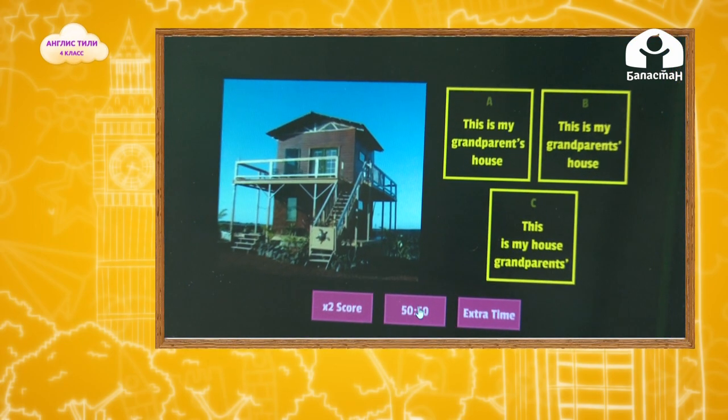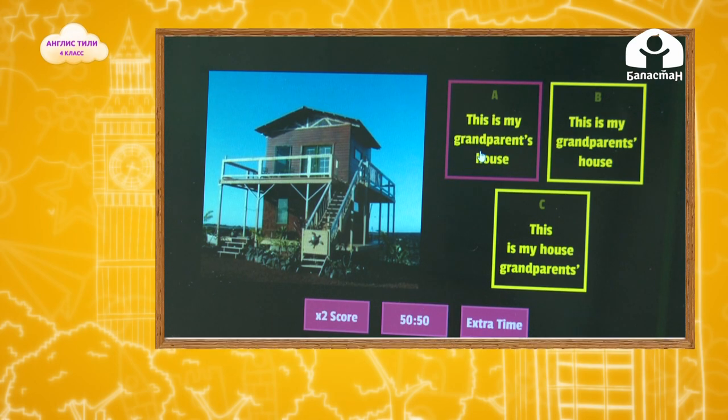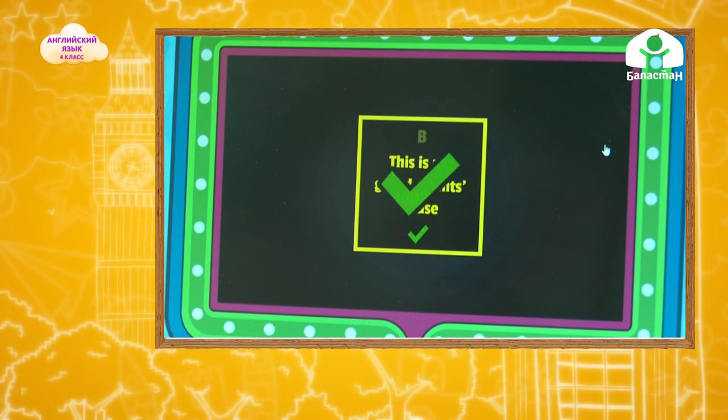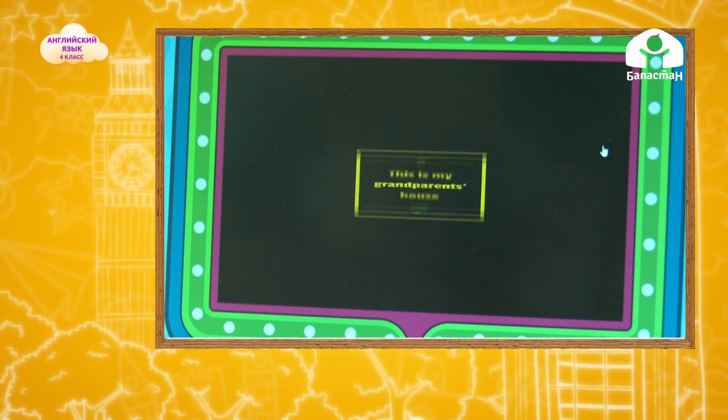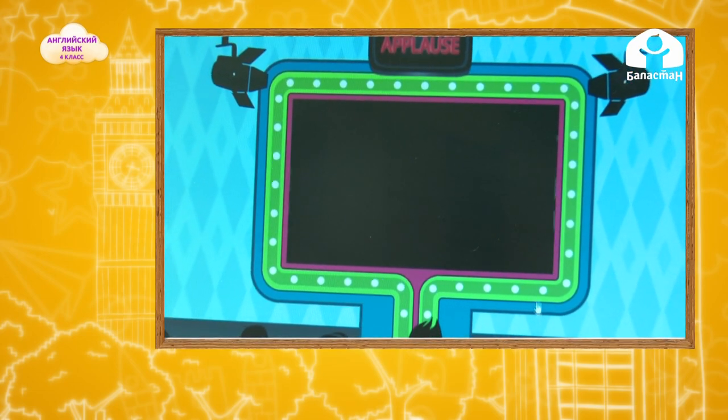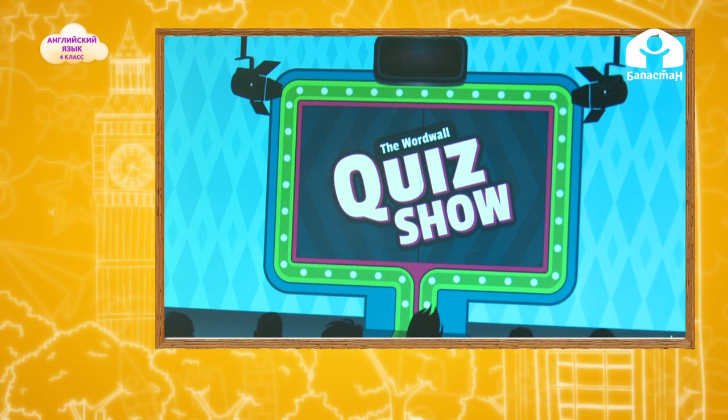Question 4. Read the sentence. This is my grandparents' house. This is my house grandparents. In A and B, we have apostrophe after S, apostrophe before S. We choose grandparents, apostrophe after S, because we have two grandparents. Children, you can play this game online.